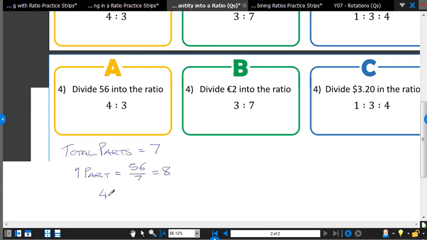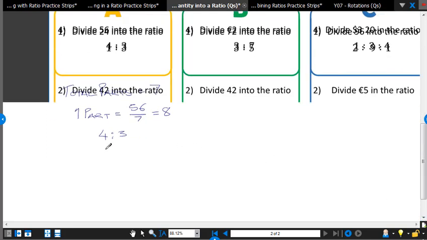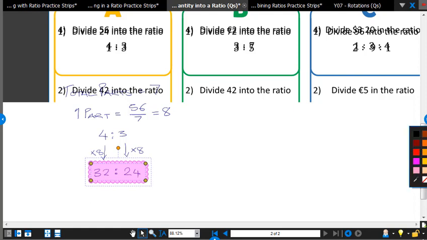So then we're just going to go 4 to 3. And we're going to multiply this by 8, and we're going to multiply that by 8. So 4 times 8 is 32, and 3 times 8 is 24. And if you're very good at maths, you'll know that 32 plus 24 is equal to 56. And that is not a coincidence. It's because we did our maths correctly.